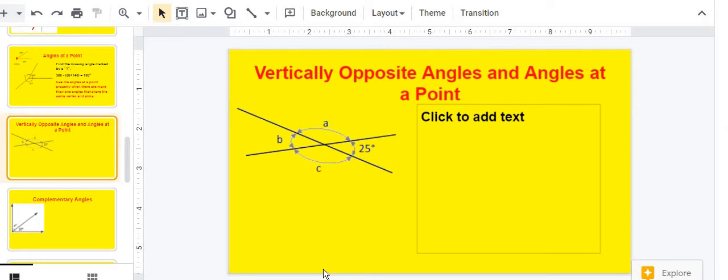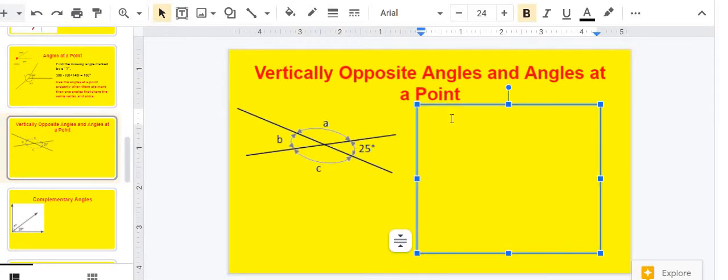Okay, so when you're finding more than one angle, you're going to have to use more than one property to find your missing angles. The easiest angle to find would be angle B, because angle B and the 25-degree angle are vertically opposite. So I'm going to go ahead and write the value for angle B, that's 25 degrees. Okay, vertically opposite angles are equal. So we can say that B is equal to 25 degrees.